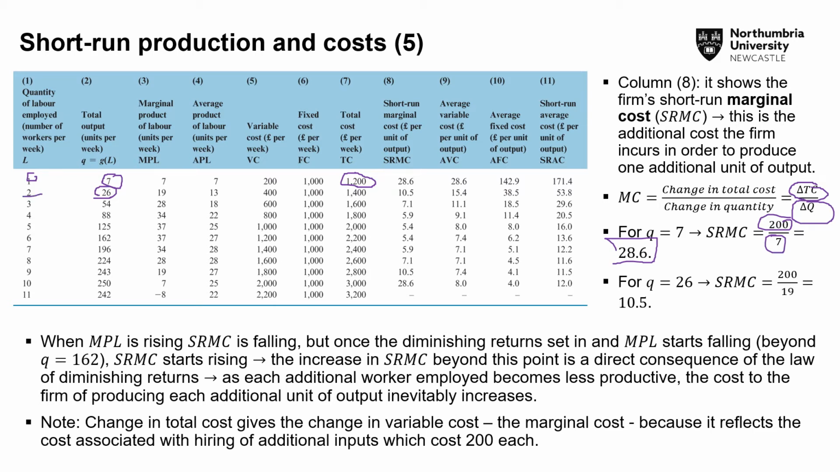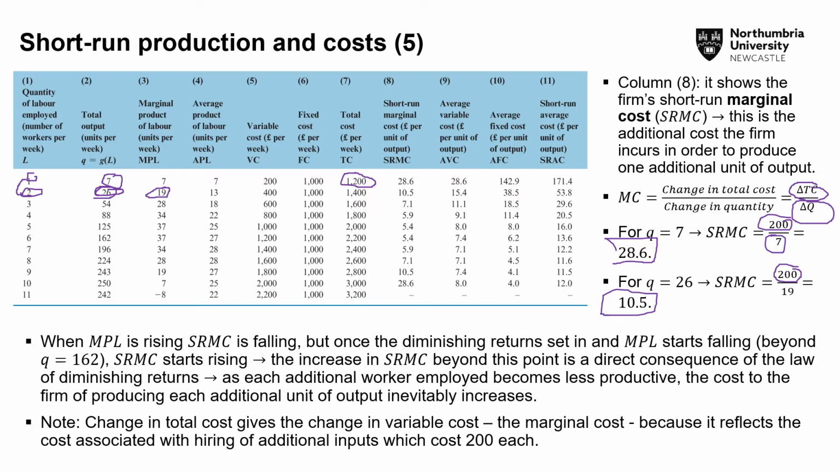Now let's say that we are producing a total quantity of 26. In order to produce that quantity, we need to have a total of 2 workers employed. That is an increase in the labor force by 1. So our costs increase by 200, and our marginal product of labor is 19. That is how we end up at a total of 26. So again, it is 200 divided by the marginal product of labor, in other words, the change in output, which is 19, and hence we are at 10.5.